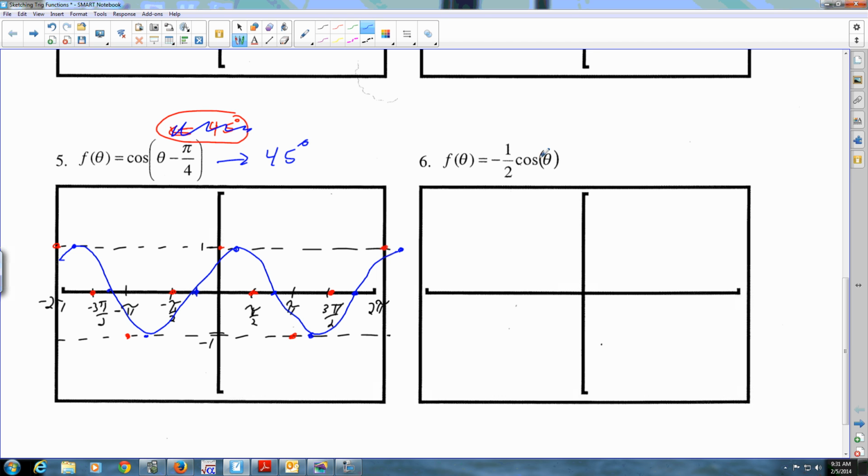Okay. Parent graph, its amplitude is only a half, and it's negative. So that means it's been flipped over the horizontal axis. Okay. You're in charge of graphing it. I know I normally have said that's 1 and negative 1, but hey, you're in charge of it, so how about we call it negative 1/2 and 1/2?